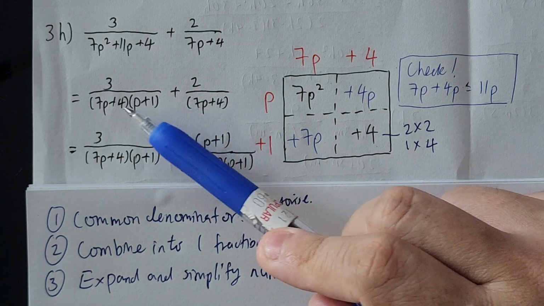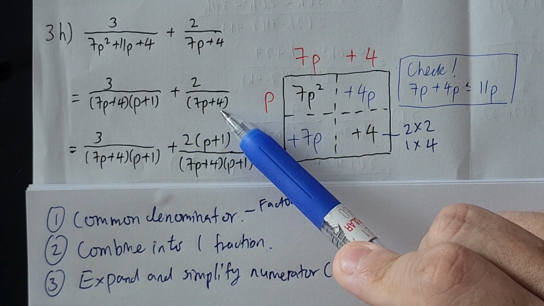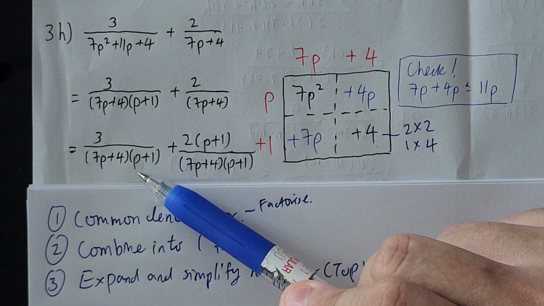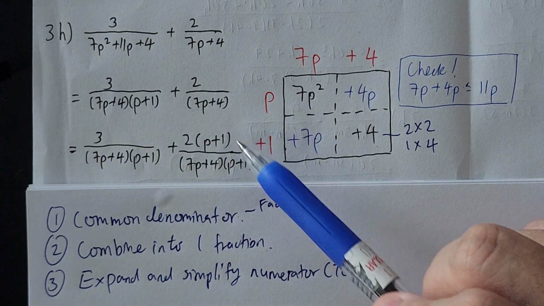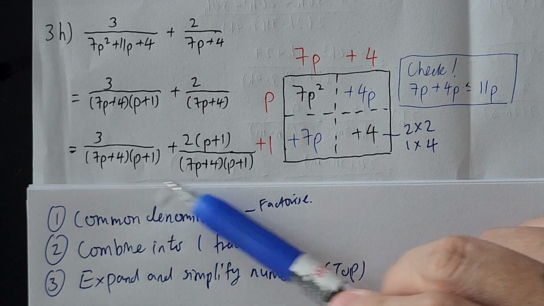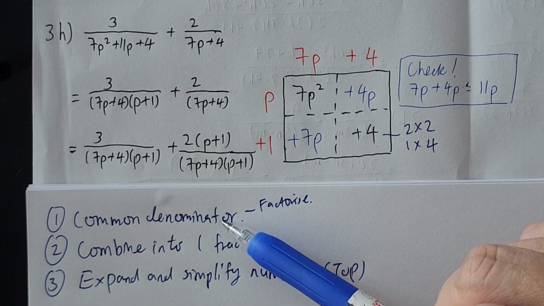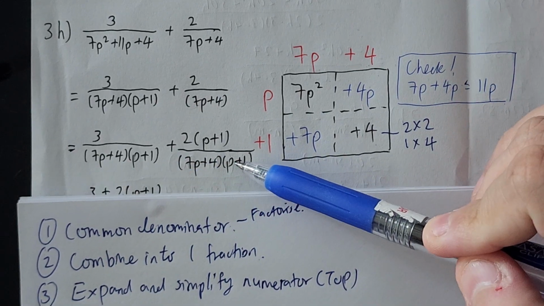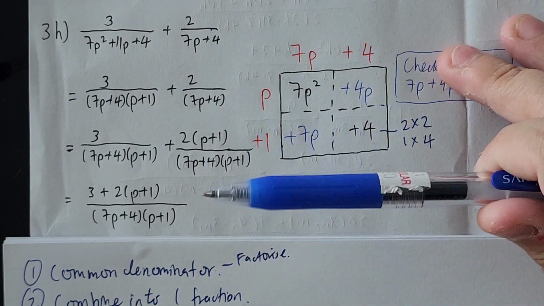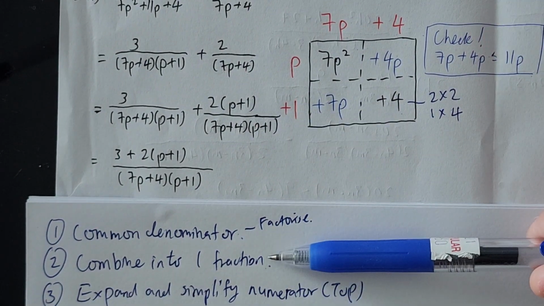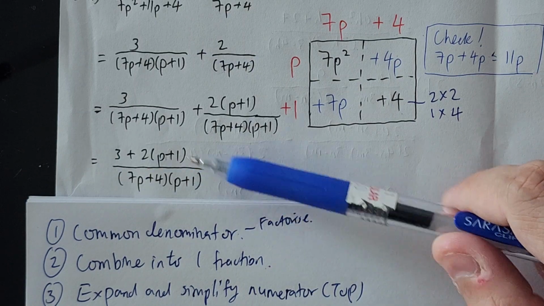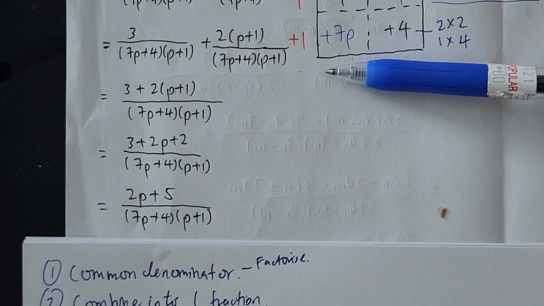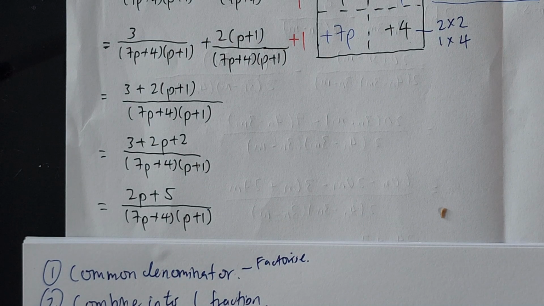Comparing these two factors, 7p plus 4 and 7p plus 4, they are the same. The p plus 1 is an additional one in the first fraction. So for the first fraction we don't have to do anything. For the second fraction, multiply the numerator and denominator by p plus 1. Doing so much is all just for the common denominator, so that my denominator is the same. After which, combine into a single fraction. This step I find is the easiest out of the 3 steps. Again, don't expand. Next, expand and simplify to the answer.